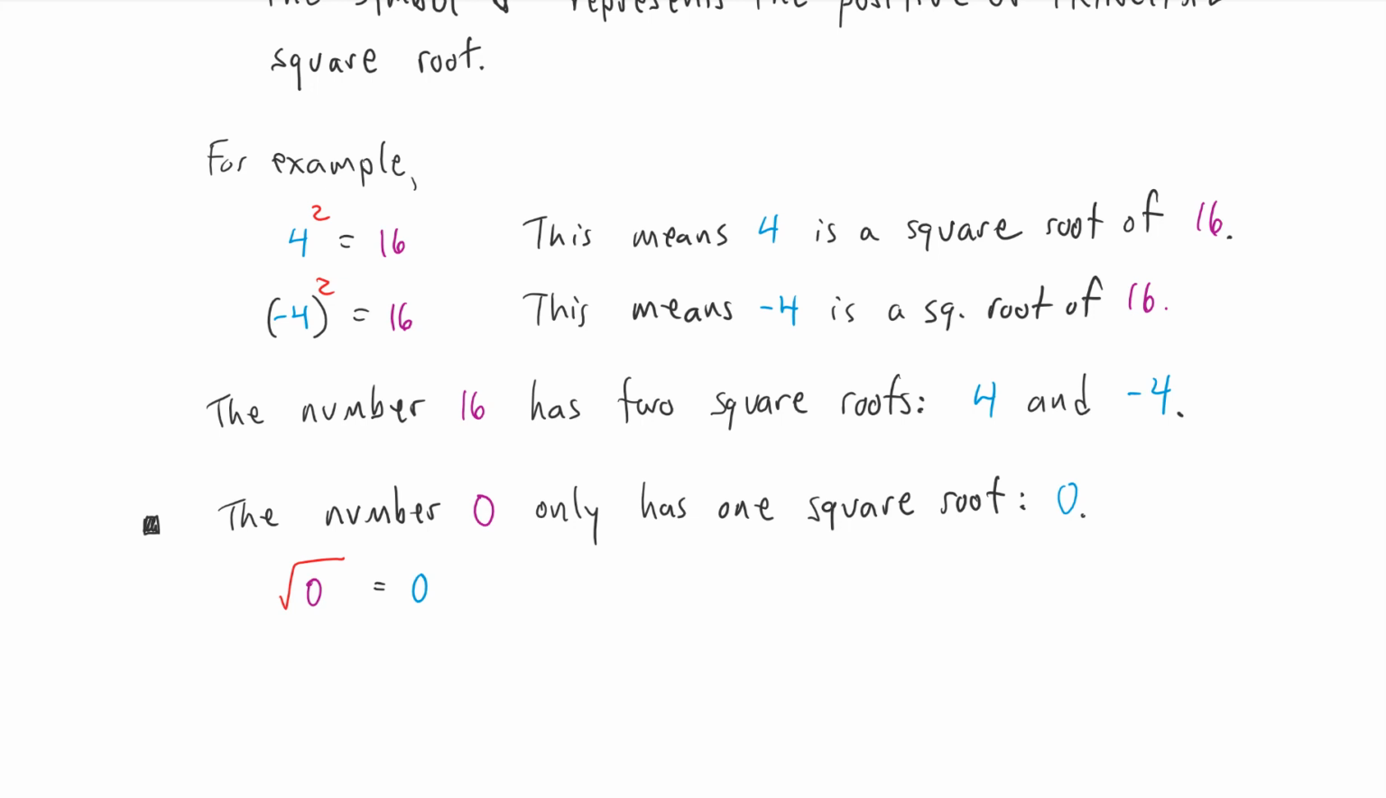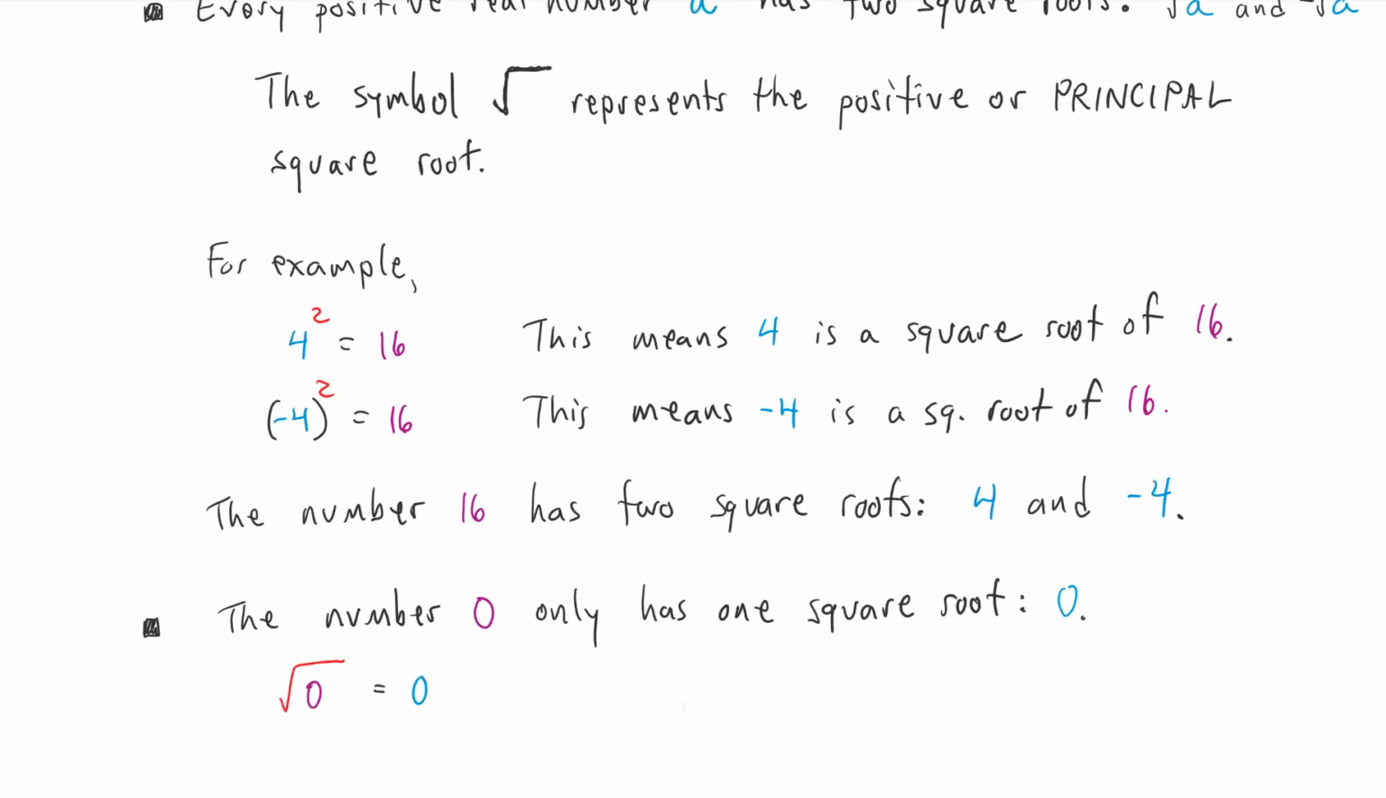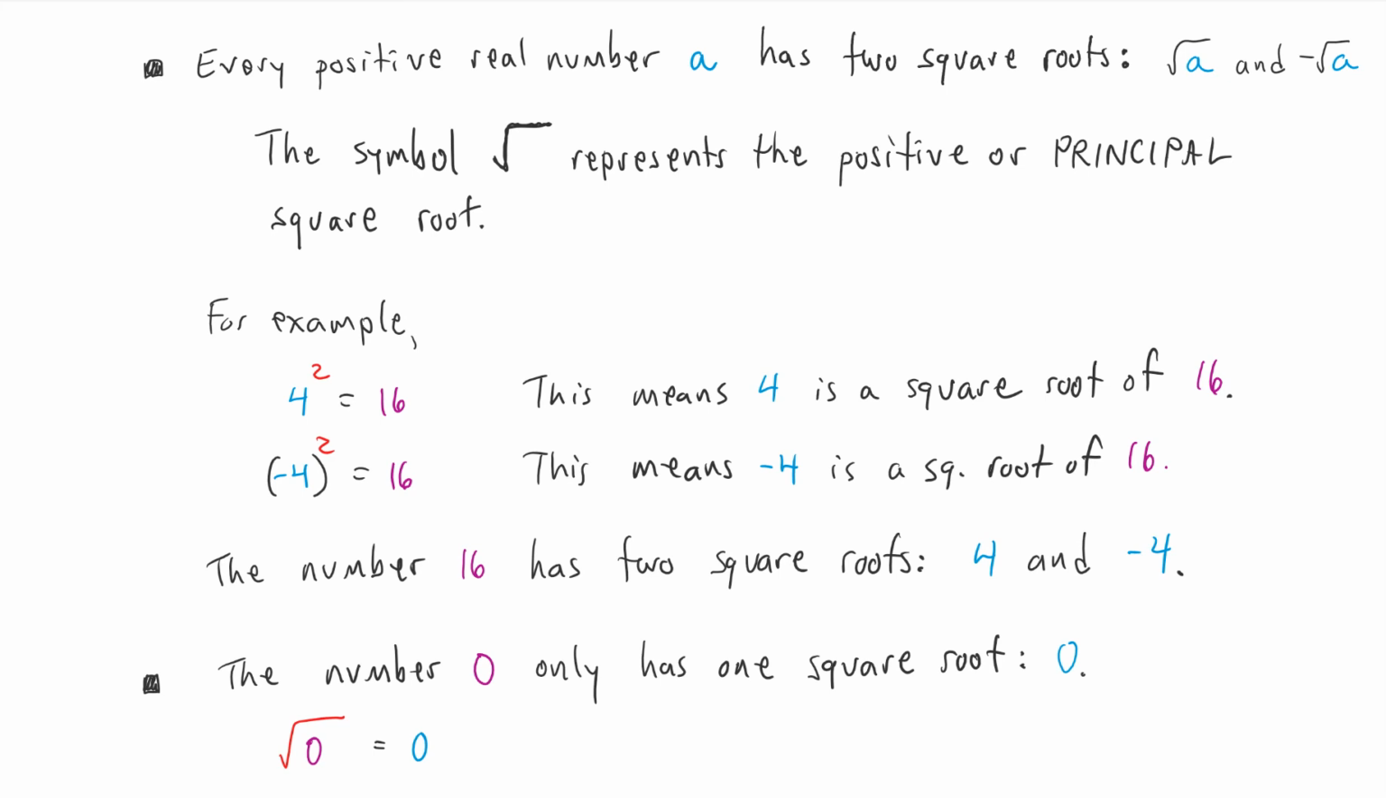So 0 squared is 0, but there is no such thing as negative 0. Negative 0 is not really a thing. 0 is not positive or negative. It separates the positives and negatives on the number line. So 0 only has one square root, whereas all the positive numbers have two square roots.